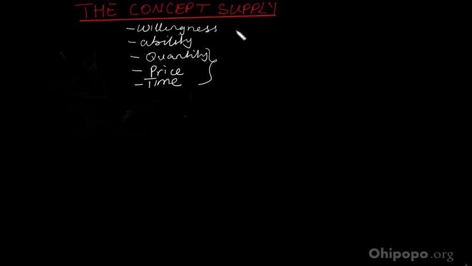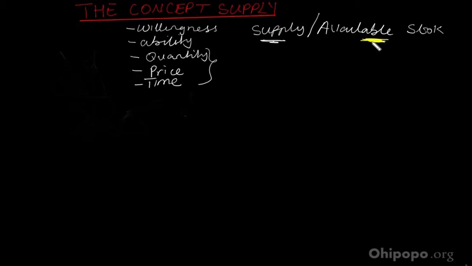Okay, now there is a difference between supply and available stock. Please follow me carefully. There is a difference between supply and available stock. Supply is what has been taken to the market, while available stock is what the supplier has in the warehouse.